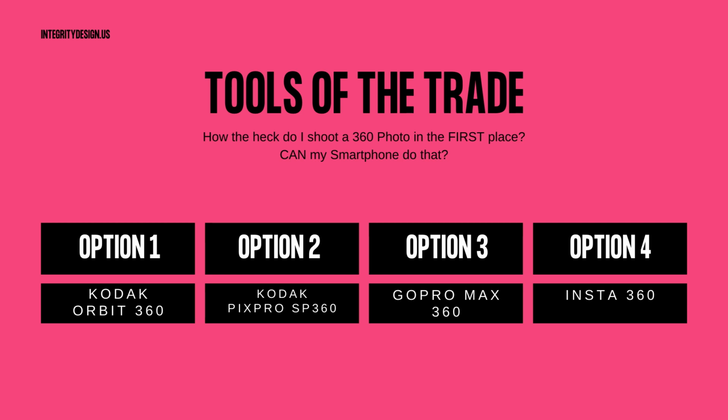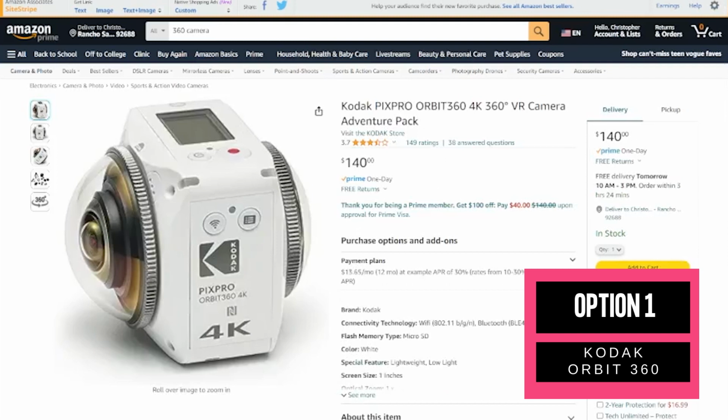So on this slide I go over several options. Oh yeah, this option right here, Kodak Pix Pro Orbit 360, is probably one of the cheapest 360 cameras on the market. I haven't used this one in particular, but it looks like it has NFC. I don't know if it's waterproof, but it'll get the job done. And it's a small compact little device, but it doesn't have a screen, so you can't view the image immediately after. So that's probably why it's one of the more affordable ones on the market.